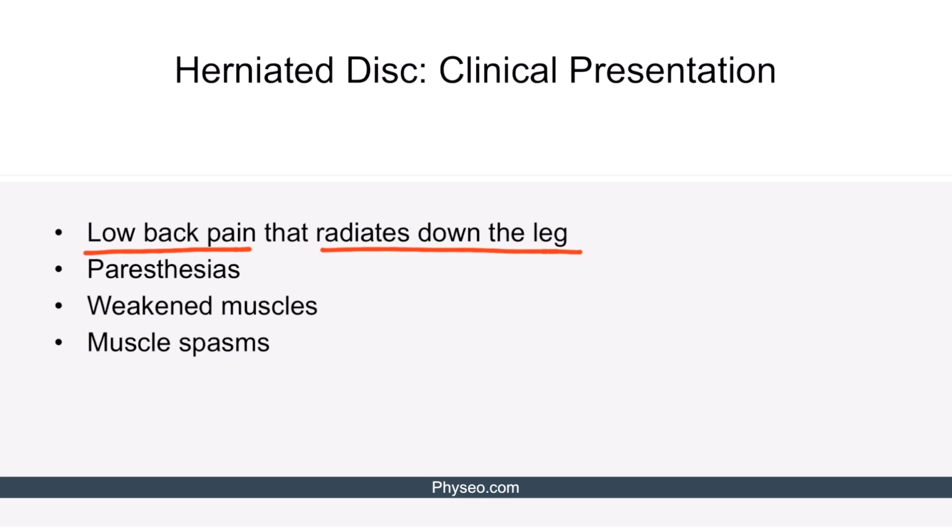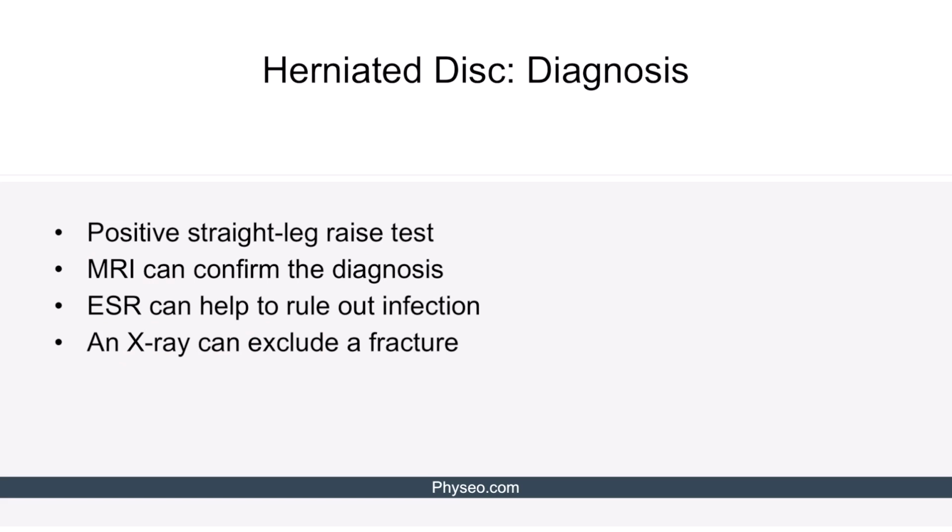There may also be some paresthesias along the nerve distribution. This can be described as pins and needles sensation. The muscles may weaken and spasm because of the compressed nerve as well. The telltale sign that a patient has a herniated disc is a positive straight leg raise test.